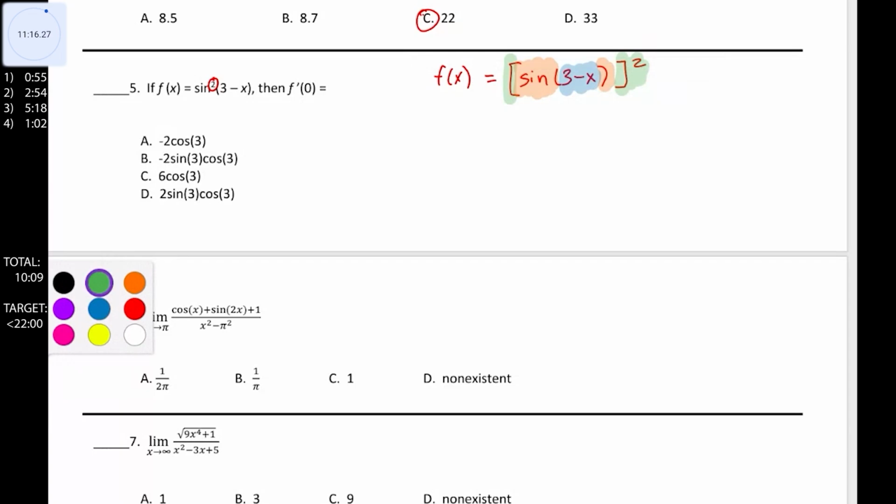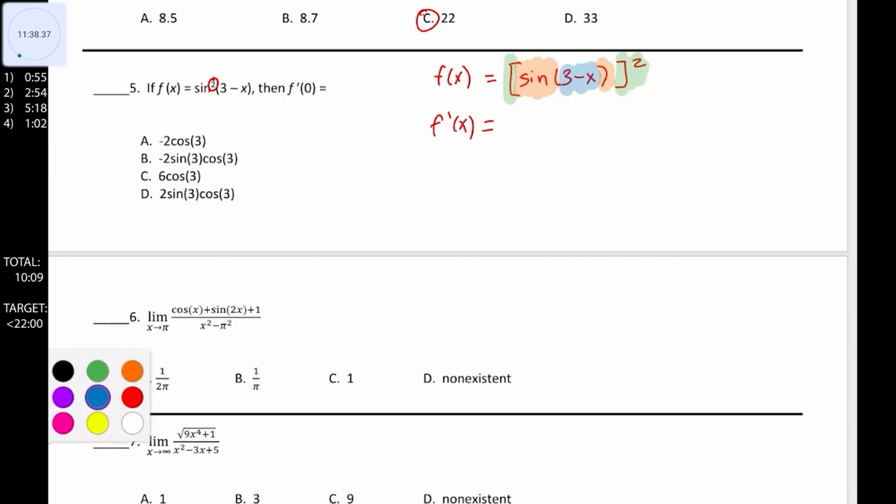So using the chain rule, we're going to take the derivative of the outside function and then leave the inside the same, and then do the same thing with the middle function, and then finally we'll take the derivative of the inside function. So f prime of x is going to be the derivative of something squared, which is 2 times that something. So this is going to be, and maybe I should color code this, we'll use green since that's how I highlighted that outside function, 2 times sine of 3 minus x.